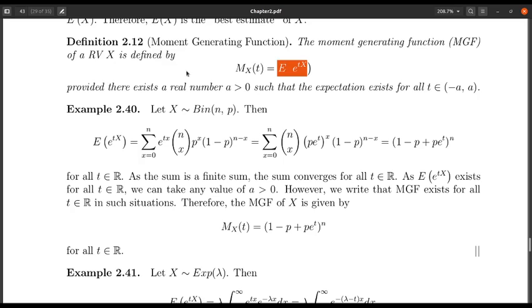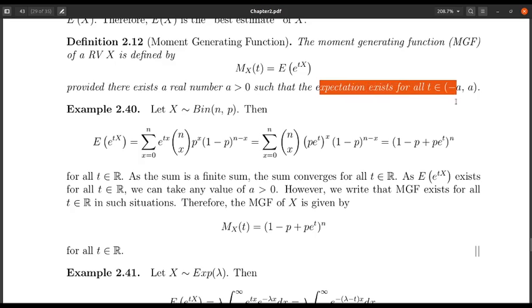So basically, the moment generating function is nothing but: I take the function g(x) equal to e to the power tx, and then I take the expectation. Now notice that this particular condition, that the expectation exists in a neighborhood of 0, is quite important, and the reason why it is important we will see within a few minutes. So let us first start with the computation of the MGF of three distributions.